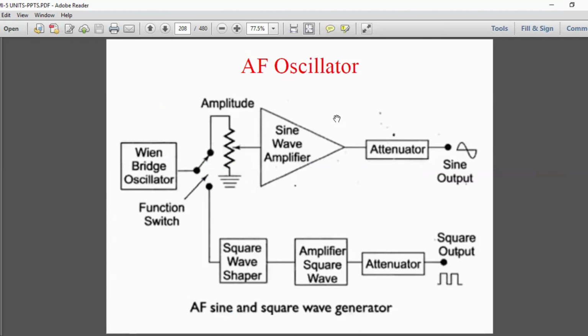And then the AF oscillator. In this AF oscillator, you have a Wien bridge oscillator, then an amplitude stage, a square wave sharpening amplifier, an attenuator to the square output, and then a sine wave amplifier to the attenuator, where it gets a sine output. So that is what the AF sine and square wave generator diagram represents.